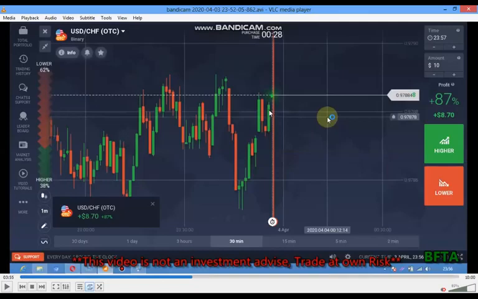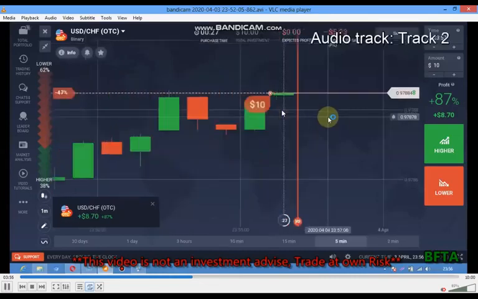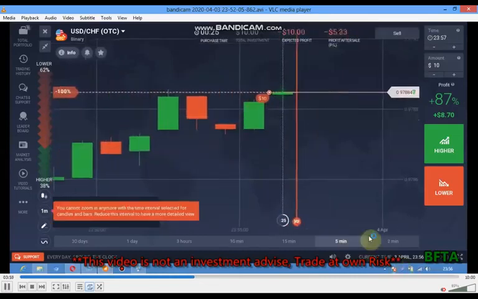Assuming that the market opened here, I would have placed a call option. Assuming that the market opened here, I would have placed a put option. But still, the market opened here because from here where the candle closed, this is still seller's area. So I placed a put option here.